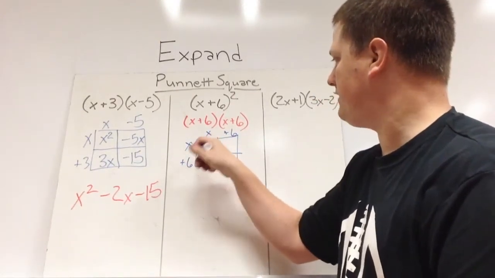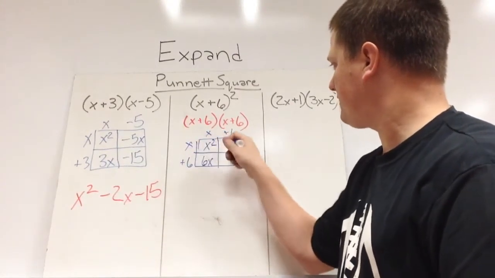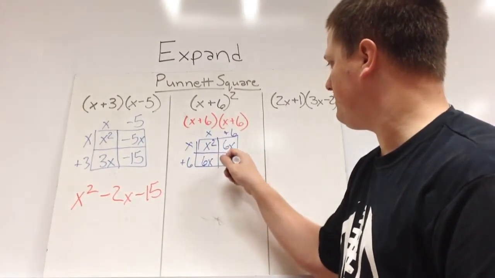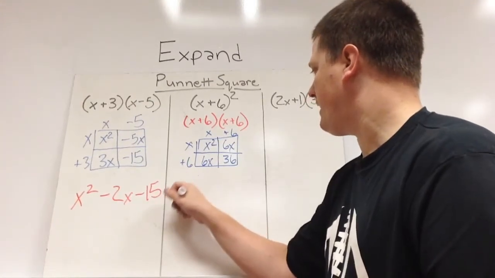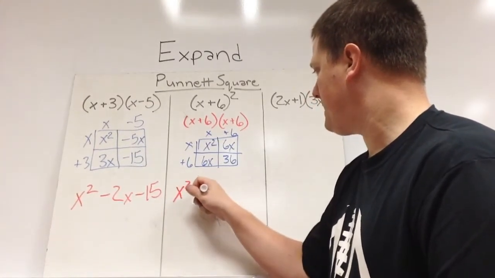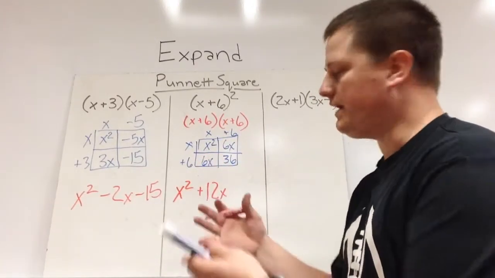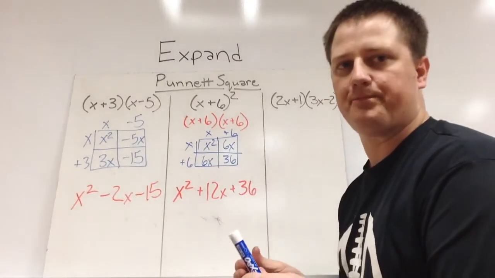X times x makes x squared, 6 and x make 6x, x and 6 make 6x, and 6 and 6 make 36. So this one would look like x squared plus 12x. 6x and 6x make 12x, and they're positive, and plus 36, as it's positive also.